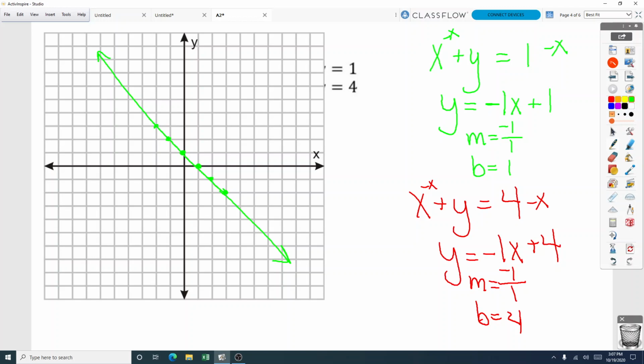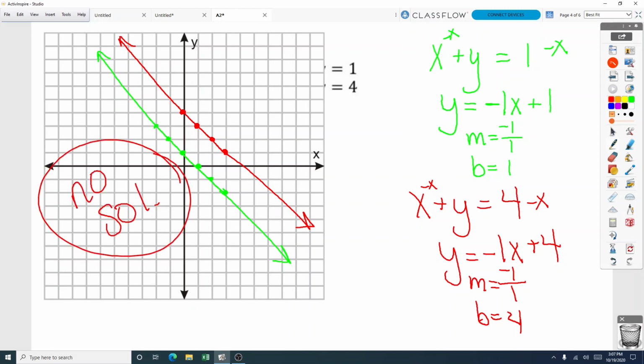So this one we start at 4. So I go 1, 2, 3, 4 up. Then right, down, right, down, right. Uh-oh. I do have no solutions, and why? Because it never touches. Because it never crosses. Good.